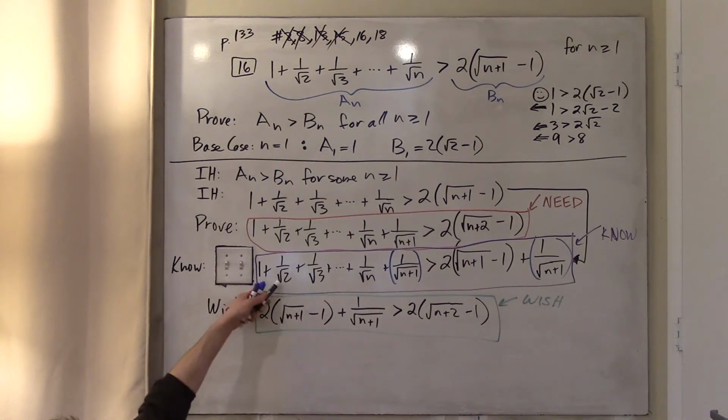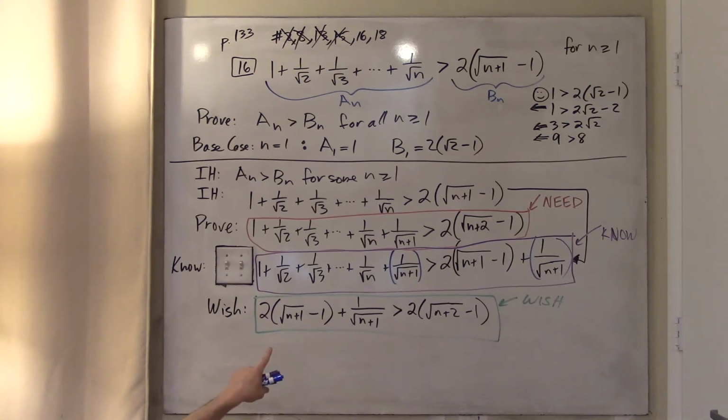I have this purple box, which is basically my inductive hypothesis with one tiny extra addition. And if I can prove the wish, then the purple and the green combine to give me the red, and then I complete the inductive step, and then the proof is over. So I can now focus all my attention on just proving the wish. Is this wish true? I think it just is true.